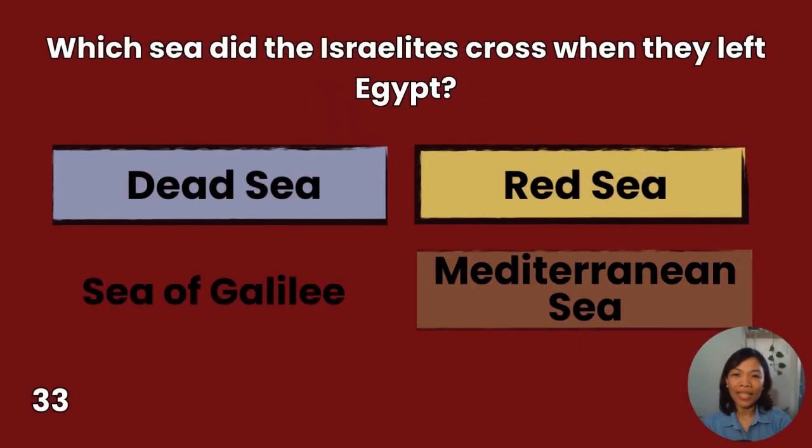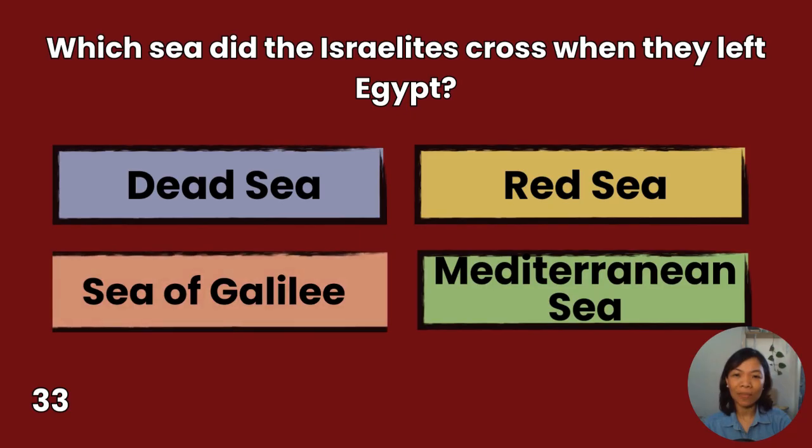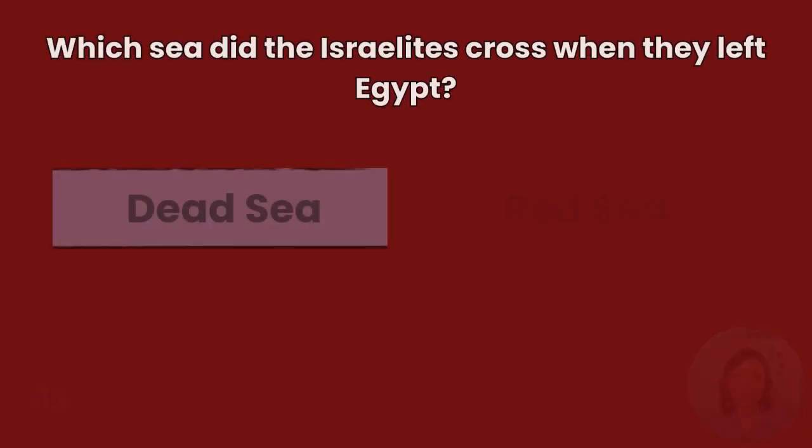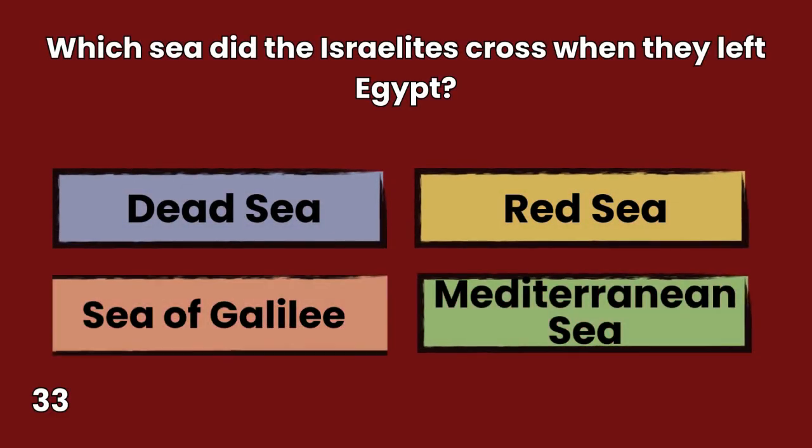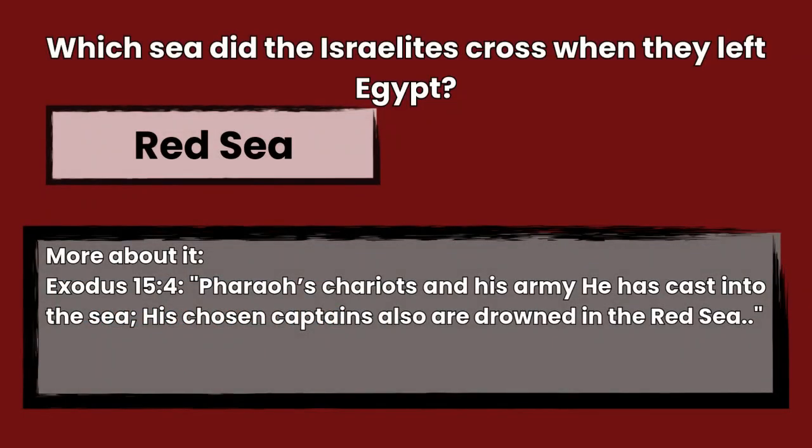33. Which sea did the Israelites cross when they left Egypt? Dead Sea, Sea of Galilee, Red Sea, Mediterranean Sea. You have 10 seconds to answer. The answer is Red Sea, Exodus 15:4. Pharaoh's chariots and his army he has cast into the sea. His chosen captains also are drowned in the Red Sea.